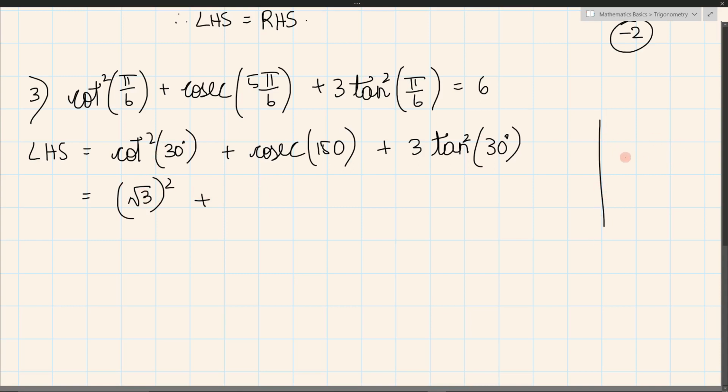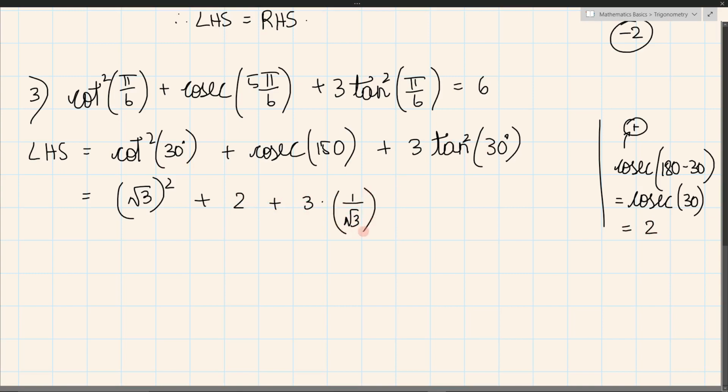So cosec 150 can be written as cosec of 180 minus 30. Obviously this is in the second quadrant, and in the second quadrant cosec is positive. So therefore this value would be cosec of 30 degrees, that is nothing but 2, plus 3 into tan 30 is 1 by root 3, whole square. So this is equal to 3 plus 2 plus 3 into 1/3, which is nothing but 1. So this is equal to 6.